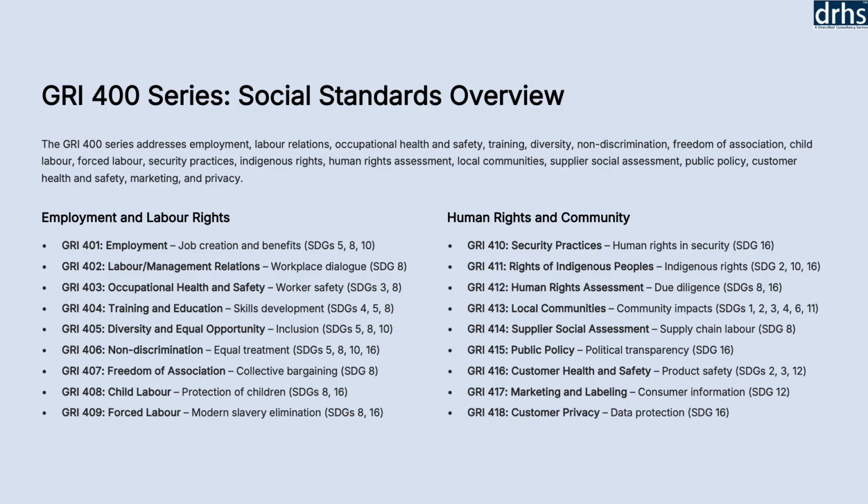Human rights and community. The human rights and community standards extend social responsibility beyond the workforce. GRI 410, Security Practices, and GRI 411, Rights of Indigenous Peoples, focus on protecting vulnerable groups and respecting community rights. GRI 412, Human Rights Assessment, and GRI 414, Supplier Social Assessment, strengthen due diligence and value chain accountability. GRI 413, Local Communities, captures community engagement, social impact management, and development initiatives.